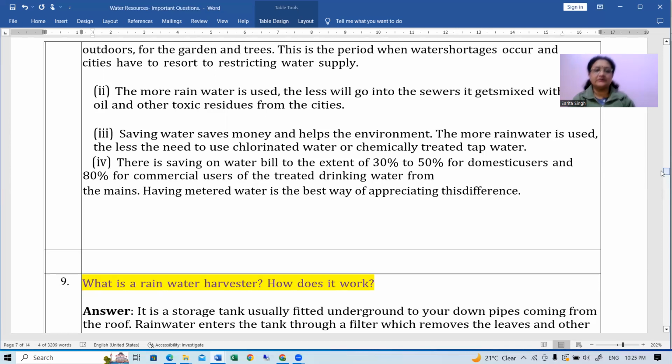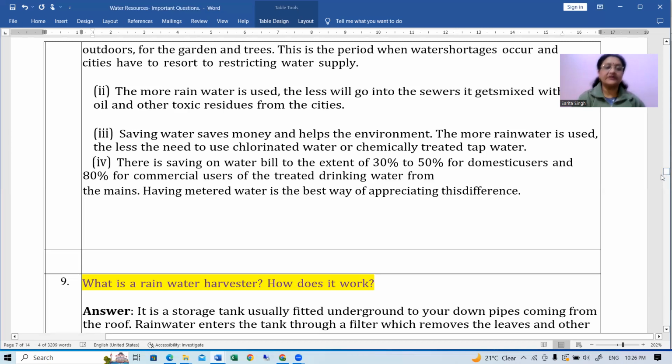And next is, saving water saves money and it helps the environment, no doubt. And the more rainwater is used, the less the need to use chlorinated water or chemically treated tap water. There is saving on the water bill also for domestic users. Not only domestic users, for commercial purposes also we can save a lot by this. Then having a metered water supply is the best way of appreciating this difference. This is how we can understand what is the use of it, what is the value of it.